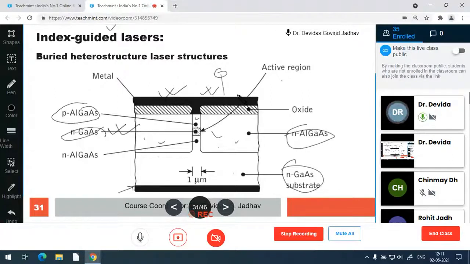So this is one region, this is second region, this is third region, this is fourth region, and then there is a conduction. So in this way, there is heterojunction formation. Okay. There is an N, again there is an N, there is again an N active region, there is a P region. So this is one more buried heterostructure.